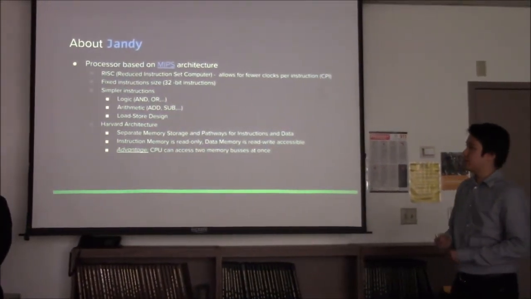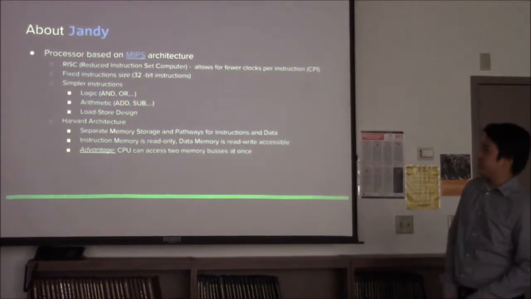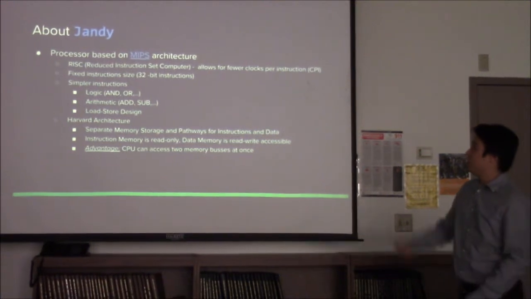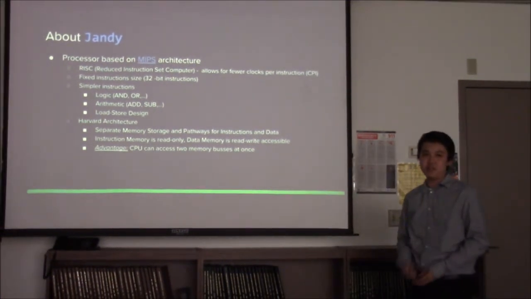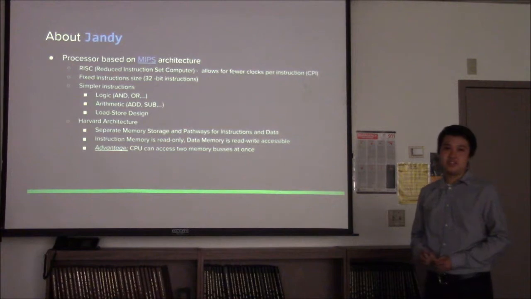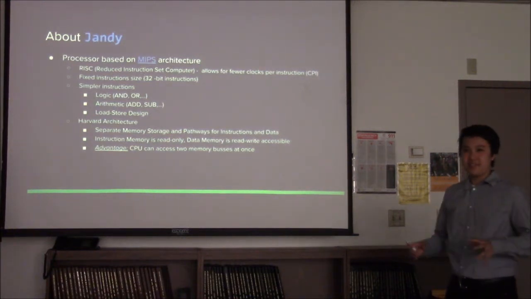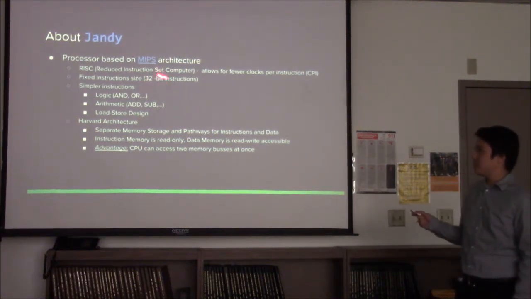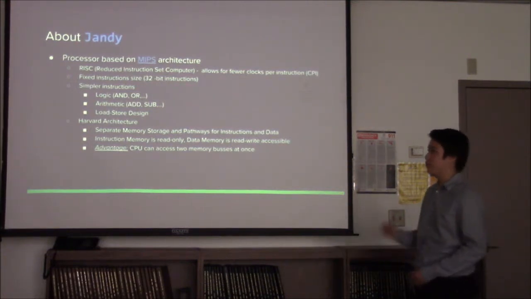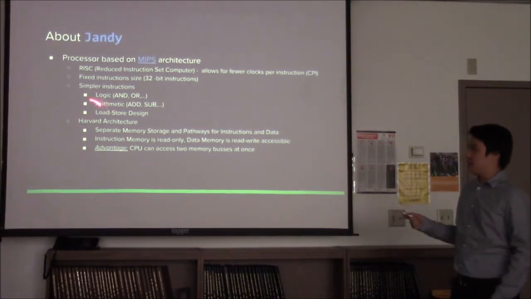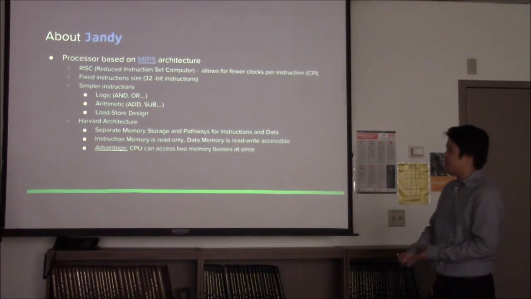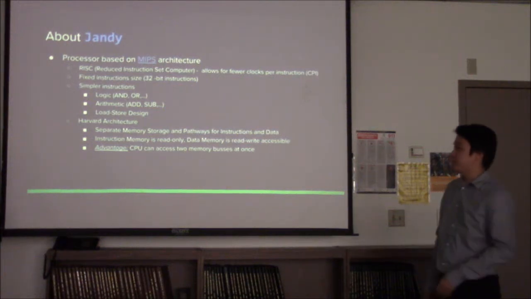do incorporate MIPS. So things like RISC, reduced instruction set computer, it does very simple instructions and allows for fewer clocks per instruction as opposed to your CISC processors, which have very complex instructions. They can do an instruction in one go, but usually it takes a long time. We do have fixed instruction sizes, 32-bit instructions, and we'll go over the formatting of that later. As I said, simpler instructions, we just have add, load, store, and just logical operations.